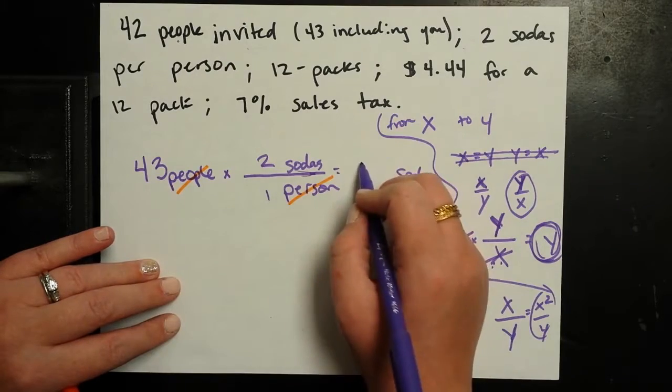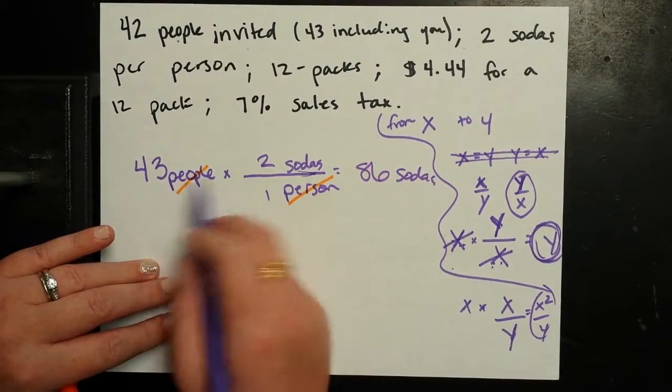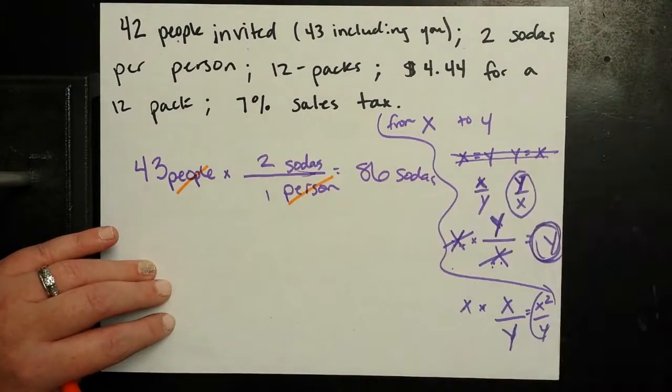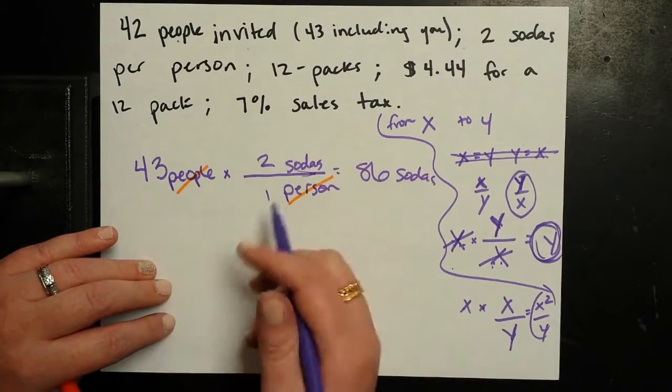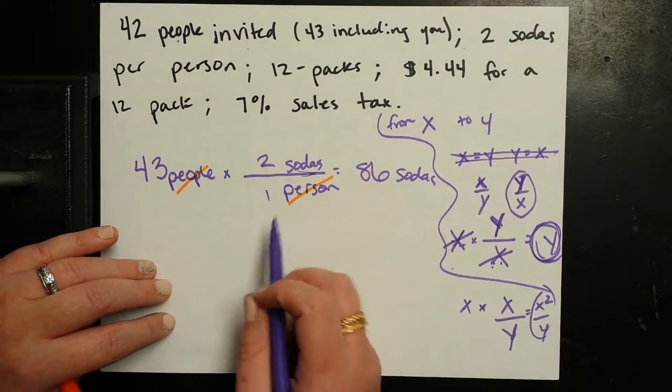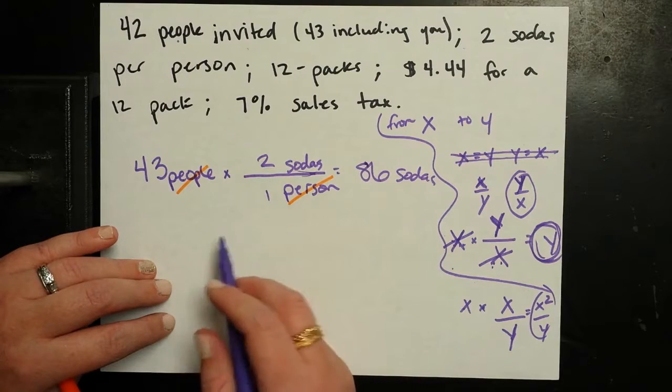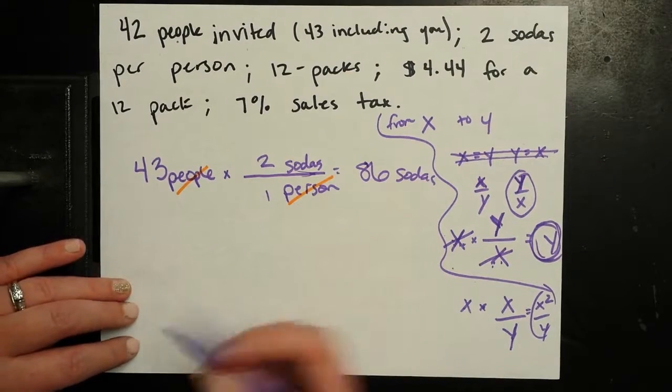Now I've got 43 times 2, that is going to be 86. Now a lot of people would have done this in their head. That's cool. When you have a whole lot of consecutive problems to do, or you'll see a more efficient way of doing this in a minute, you might not want to do just one step at a time, and so using dimensional analysis will be even more useful.